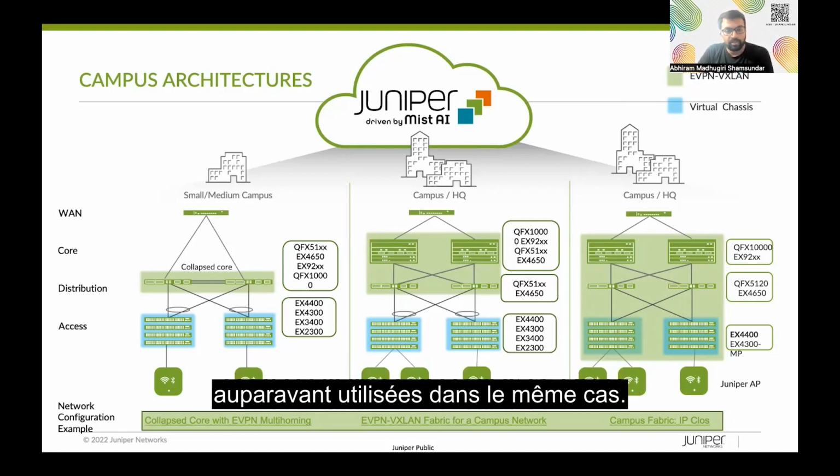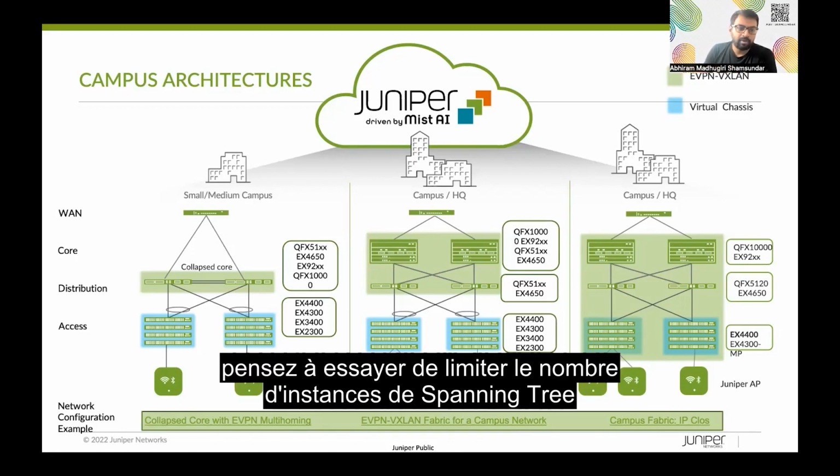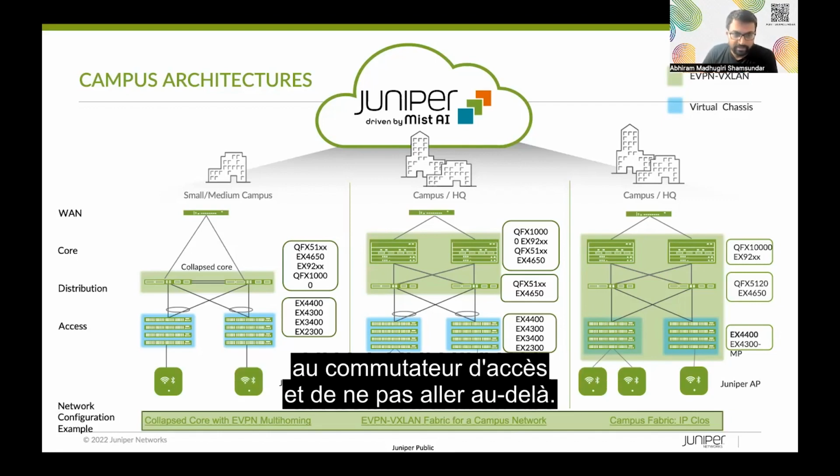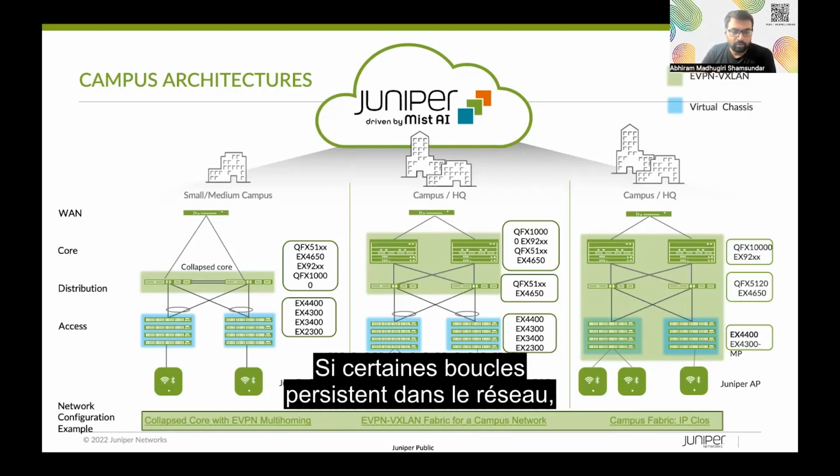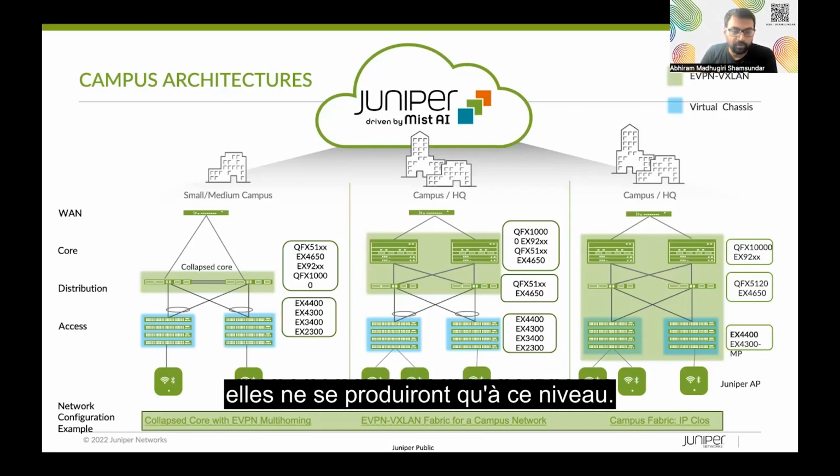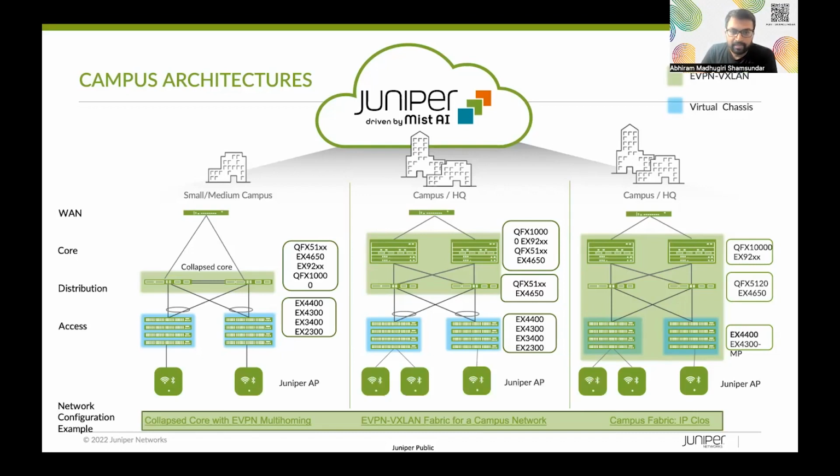which was formerly used in the same case. So I'll move ahead in the direction. So try and limit the number of spanning tree instances just to the access switch itself, and not go beyond. So if there are any loops that may persevere in the network, that will only be within this closet.